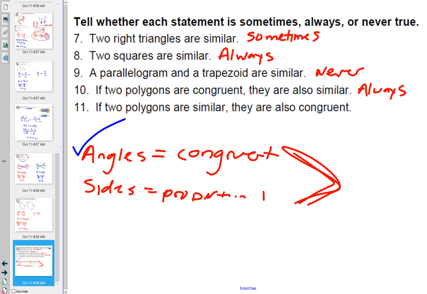If two polygons are similar, they are also congruent. Very good. So the reason why it's sometimes is because I just showed you an example where it's true, where they can both be similar and congruent, but really this is the only time that it's true. This is the only time, so that would be sometimes.